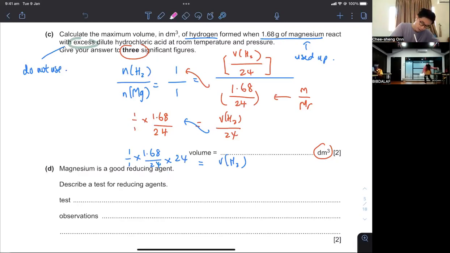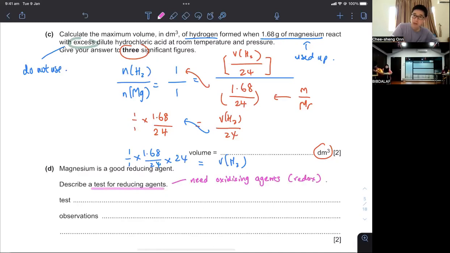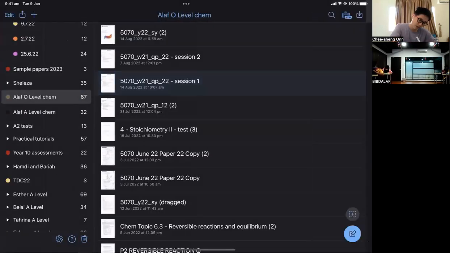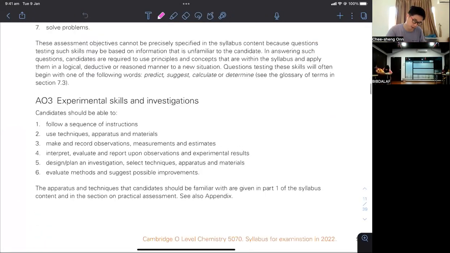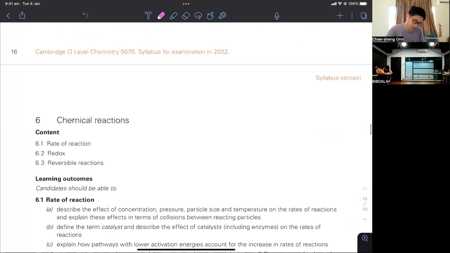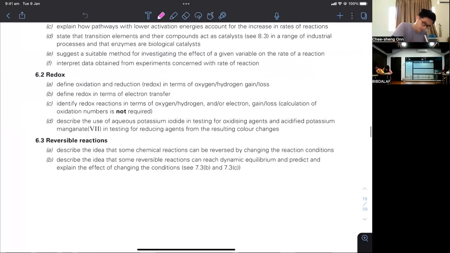Magnesium is a good reducing agent. So if you are asked to test for reducing agent, that means you need oxidizing agent. If you go back to your syllabus, oxidizing agents come under the redox topic. In the syllabus, redox would be, I think, topic 6. There you go, redox. And it says, describe the use of potassium iodide.